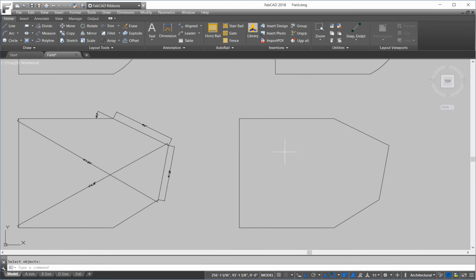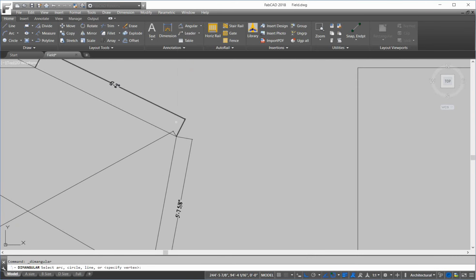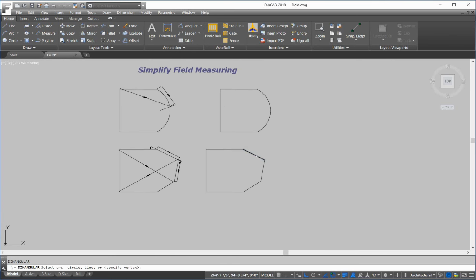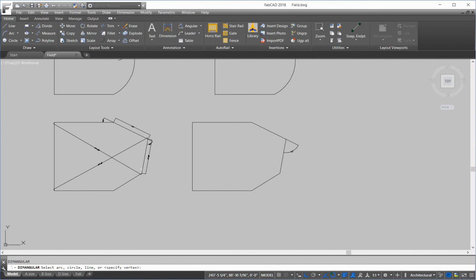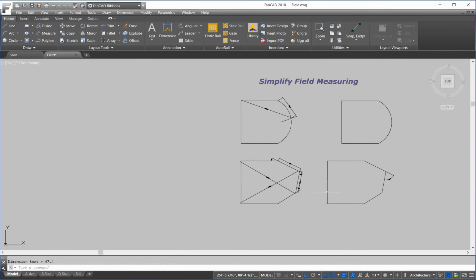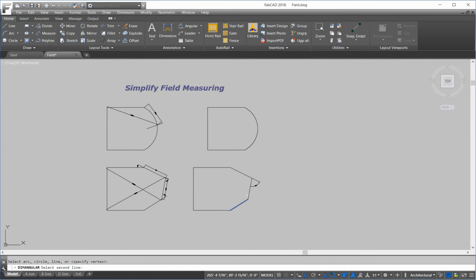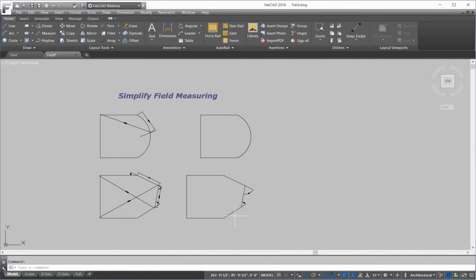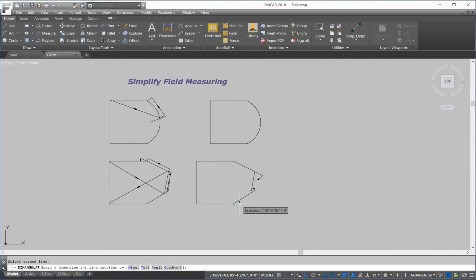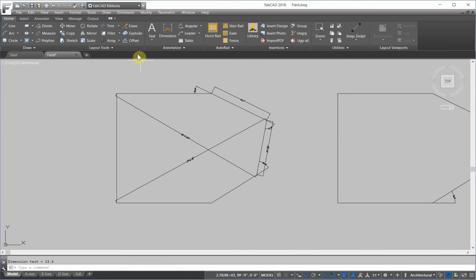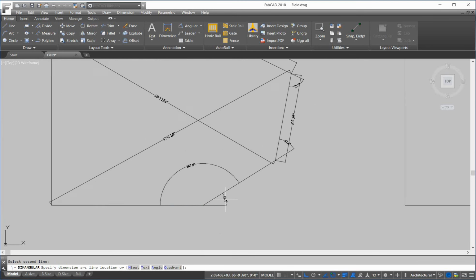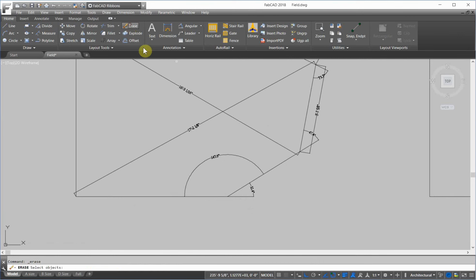So we had the angle on this here, angle here 73.7. 47.4 angle here, 32.4 angle here, 32.4, just like that. Okay?